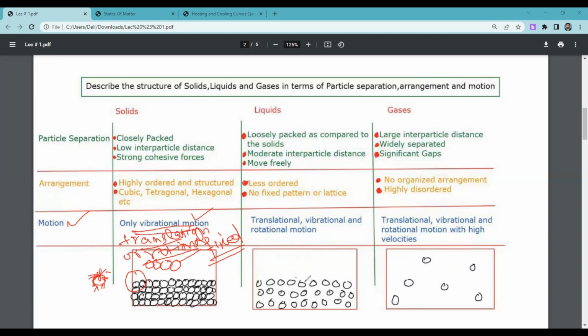While the particles of liquids have certain gaps, therefore they can move here and there. Therefore, they have translational, rotational, and also vibrational motion. Three kinds of motion are present in liquids. If we talk about gases, gases have wide interparticle distance. Therefore, they also have translational, vibrational, and rotational motion with high velocities. Due to these high velocities, they collide with each other and they exert great pressure.